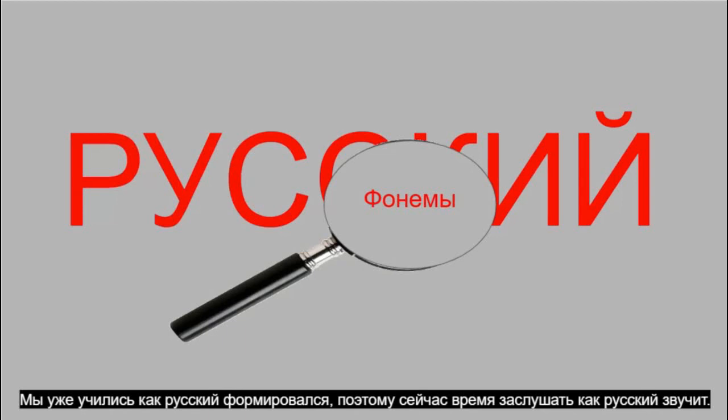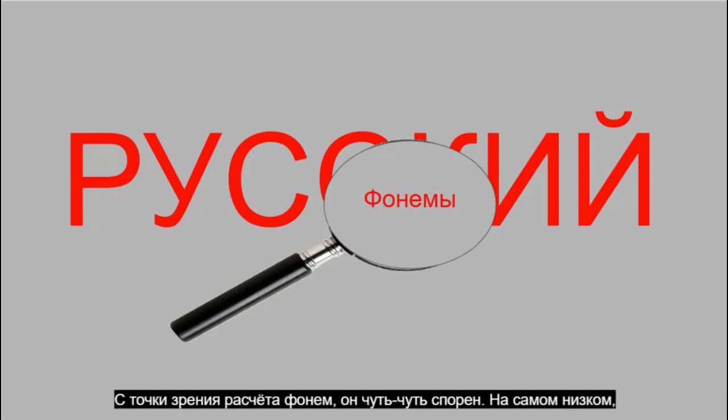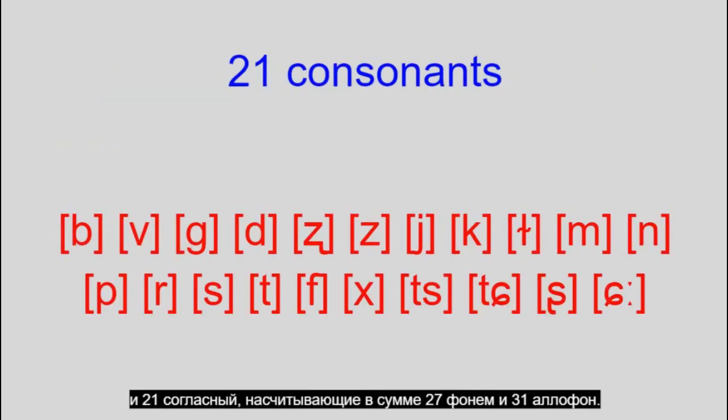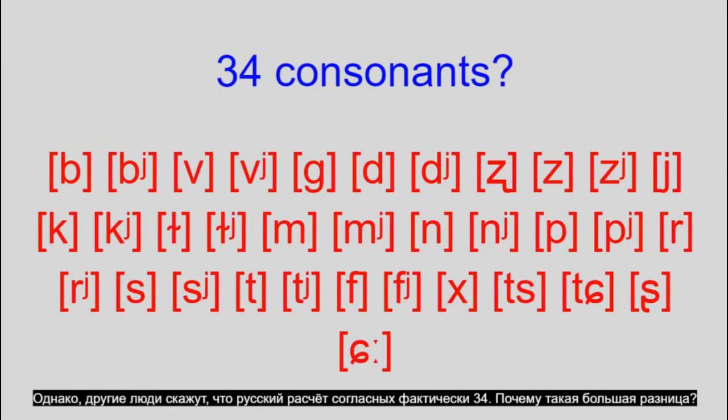We've learned how Russian forms, so now it's time to hear how Russian sounds. In terms of the phoneme count, it's a bit disputed. At the lowest, Russian has 6 vowels, done with allophones, and 21 consonants, totaling 27 phonemes and 31 allophones. However, other people say that the Russian consonant count is actually 34. Why such a large difference?